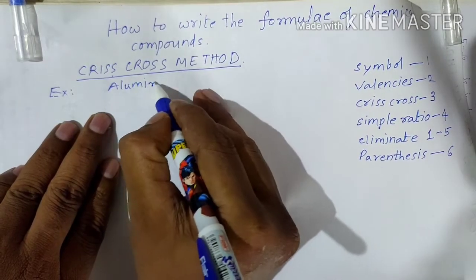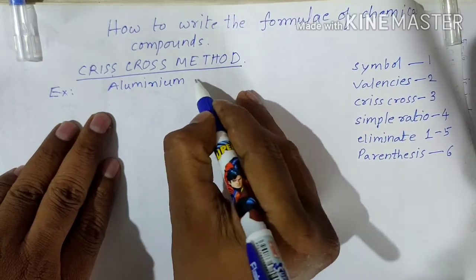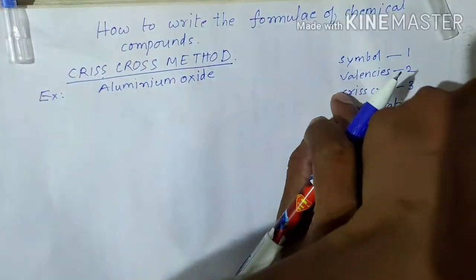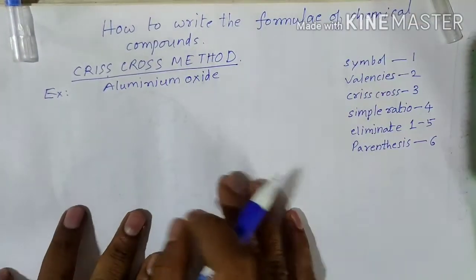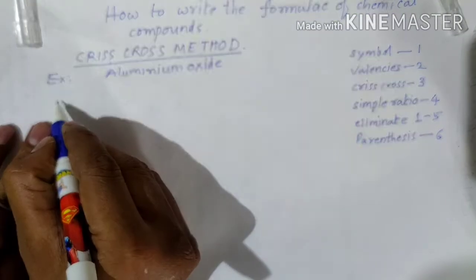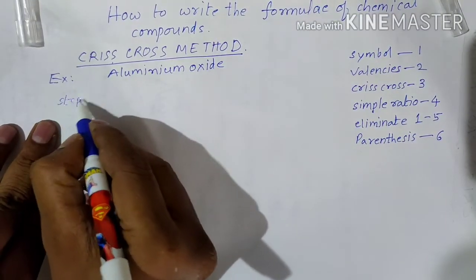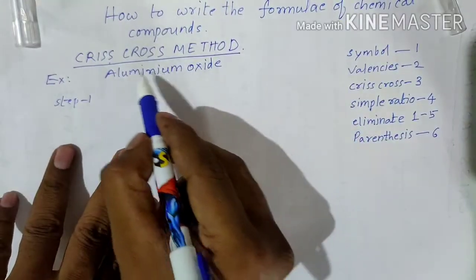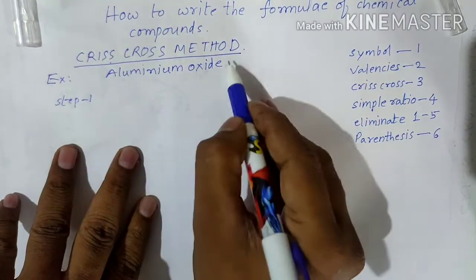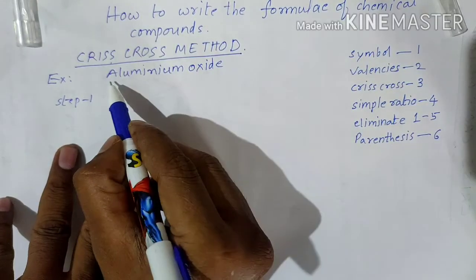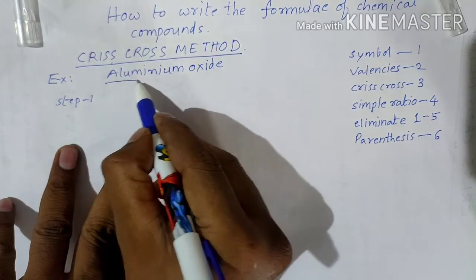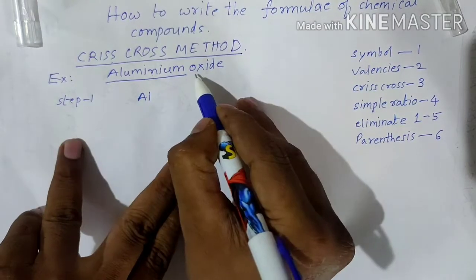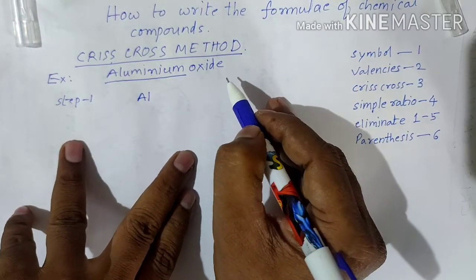Aluminum oxide. How to write the formula of aluminum oxide? So we know the first step is we have to write the symbols. We have to write the symbols of two constituents. If you observe this aluminum oxide, there are two constituents. The first constituent is aluminum. The symbol of aluminum is Al, and the second constituent is oxide.